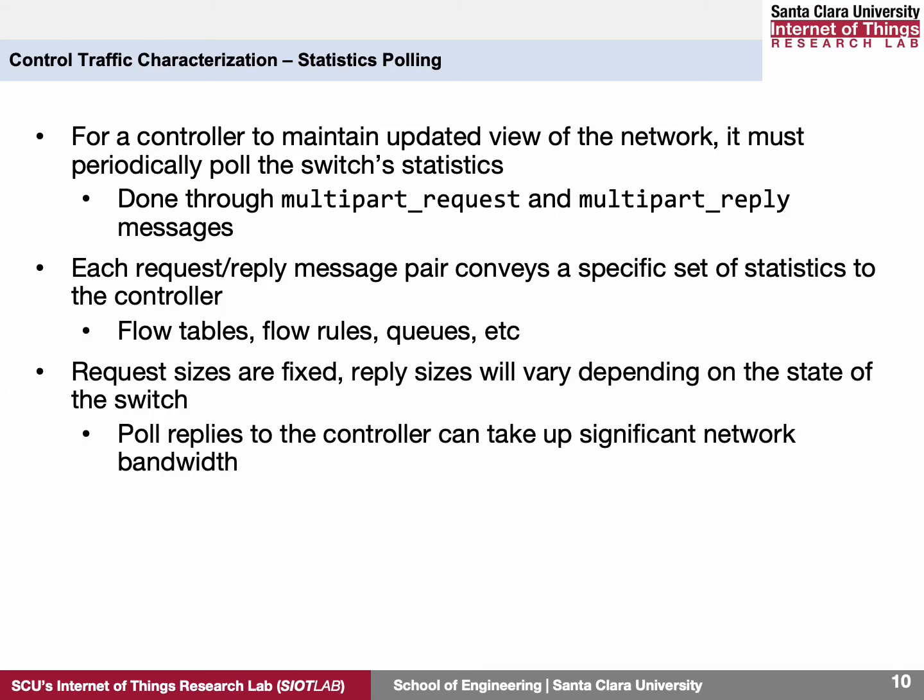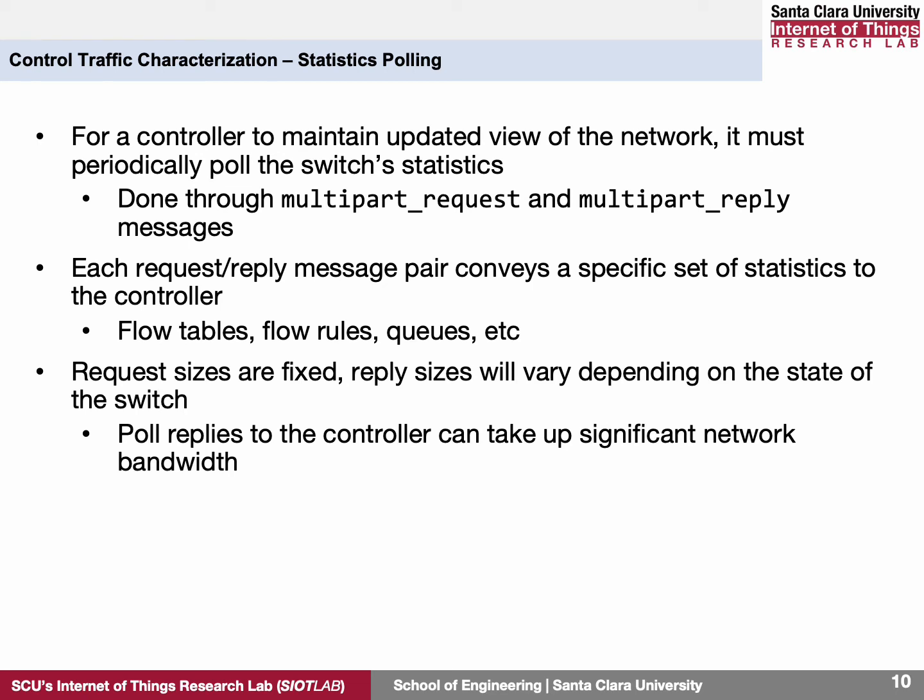Next, we will discuss control traffic patterns associated with polling the statistics of each switch. For a network controller to keep track of what is going on in the network, it must periodically receive updates about the status of each of the switches in the network. The switch statistics polling is accomplished through the multi-part request and multi-part reply messages of the OpenFlow protocol.